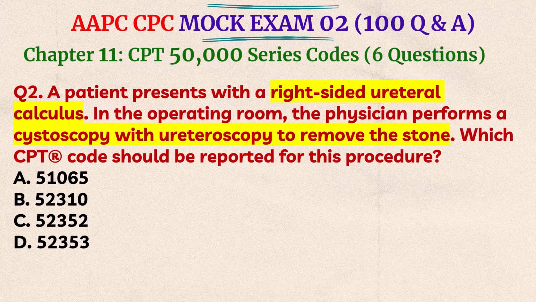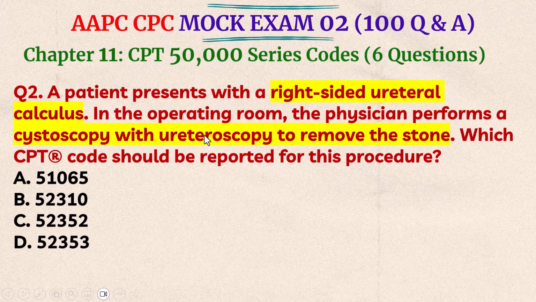So here you have to highlight this right-sided ureteral calculus. So one-sided, and the physician performs cystoscopy with ureteroscopy to remove the stone. So when you look at the answers, all answers are adjacent codes. You have to be careful. For this kind of procedure, you have to use the bundled code.